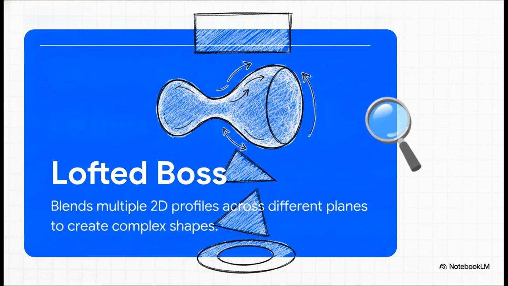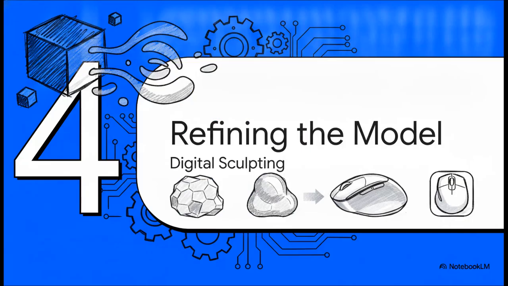complex geometry. Section 4. Refining your 3D models. Now we're going to see how a designer acts less like a draftsman and a lot more like a digital sculptor, refining a raw 3D block into a totally finished, consumer-ready product.